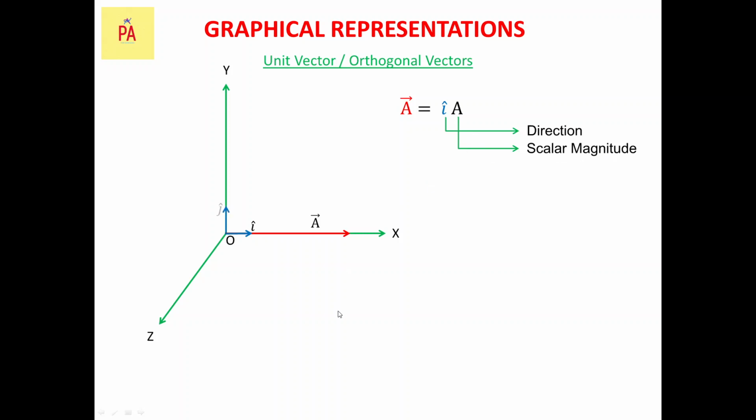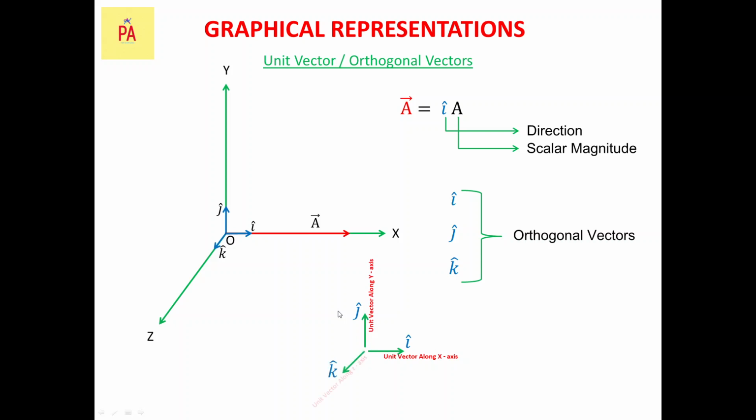Now similarly, along the y-axis we name it as j cap, along the z-axis we name it as k cap. These are fixed, you cannot change these things. So I cap, j cap, k cap. These are all for orthogonal vectors. You can also name them as unit vectors: I along the x-axis, j along the y-axis, and k along the z-axis. Hope you understood this part also. If you have any confusion, I am repeatedly telling, please let me know.